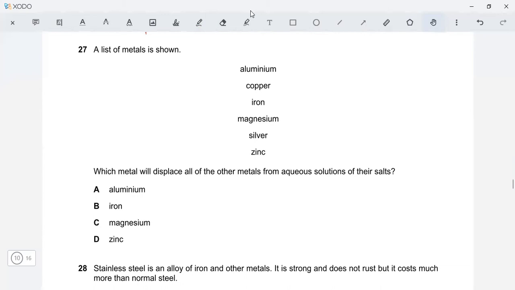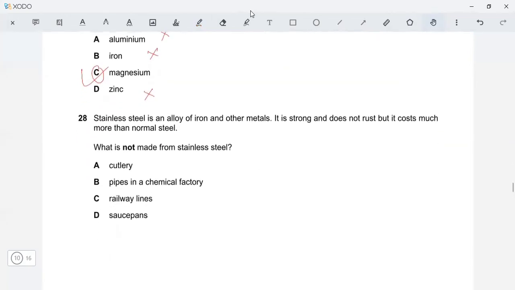Okay. So if you look at it here, magnesium is supposed to be more reactive than aluminium, copper, iron, right? So it's supposed to be here. So this is not an appropriate reactivity series. You have to find out which metal displaces all other metals from the aqueous solution of their salts. So basically, the more reactive displaces the less reactive. So magnesium can displace all of them because magnesium is more reactive than all other elements. Okay, so here you find which option has magnesium. Option A is wrong, B is wrong, D is wrong, option C is right, because magnesium is more reactive than other elements.